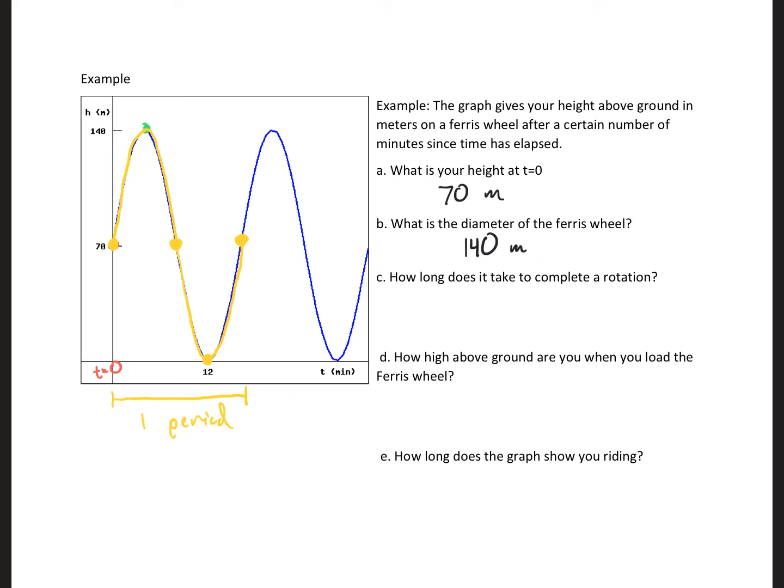So we need to divide this into fourths. If 12 is 3/4 of the way around, then this must have been 4 minutes, 8 minutes, and then lastly, this would be 16 minutes. So it's going to take us 16 total minutes to complete one full rotation.